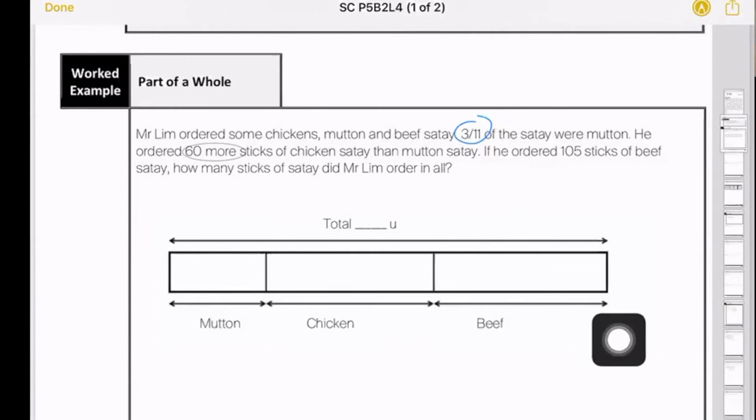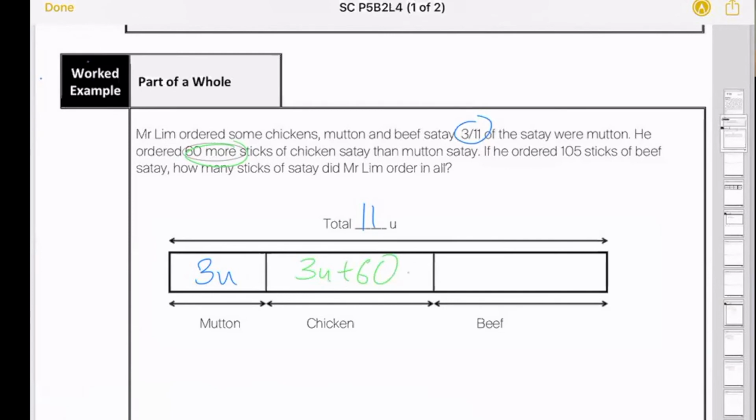11. Yes, very good. So the total must be 11 units. Okay, so if the total is 11 units, how many units must be mutton? You got 60 more sticks of chicken than mutton. So how do you express the 60 more sticks? You know that mutton must be 3 units, so it will be 3 units plus 60.